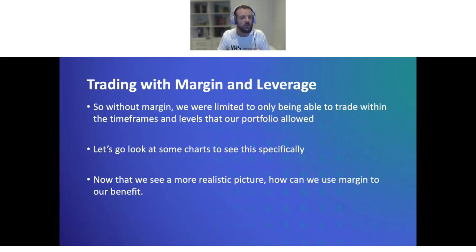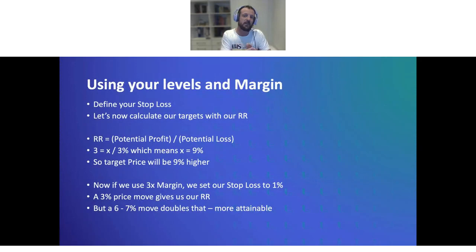So what do we do? And how do we change this up, and how can we improve upon this? Well, I think you can basically use your levels and margin together. So how do we do this? The first step would be you define your stop loss, which we did. We defined the level of support where we think that if it goes below that level, the whole structure is invalidated and the trade is invalidated. And now we can calculate our targets by applying our risk reward.